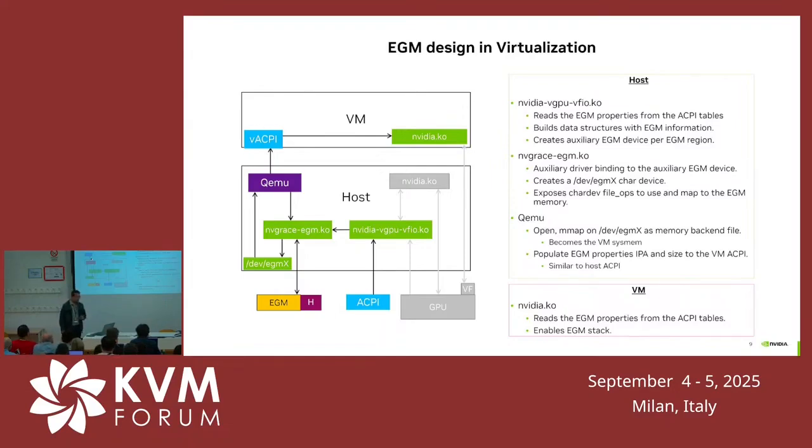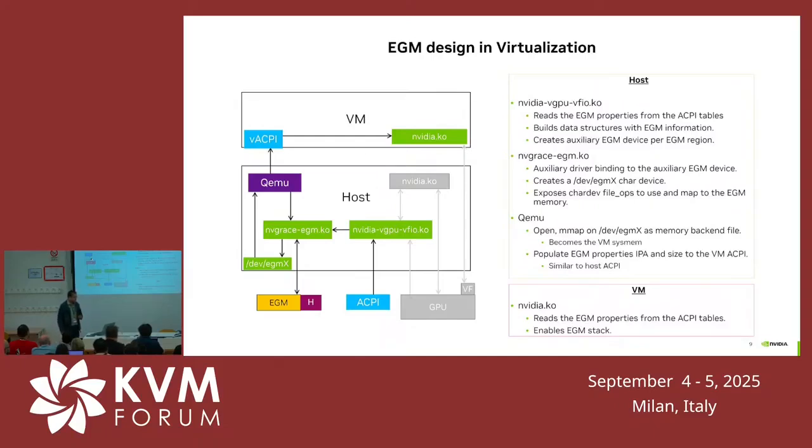Again, the size and the base SPA, right? Then it would build the data structure and save the EGM information, whatever it gathered. So remember that there is one EGM region for every socket, right? So if it's a 2-socket system that I just described, there would be 2 unique EGM regions.